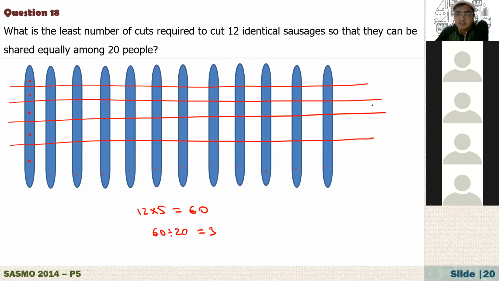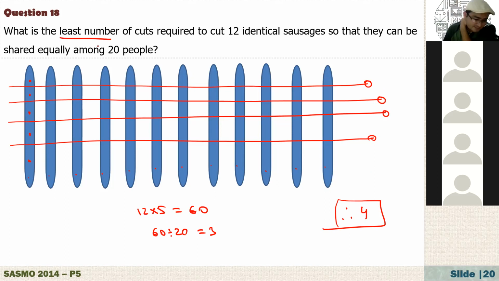So how many cuts? This is my first cut. This is my second cut, third cut, fourth cut. So the answer is only 4 cuts. Nargis, Ismail, my answer is less than yours. We are looking for the least number, right? Nargis, do you agree with me, or is your answer still 5?